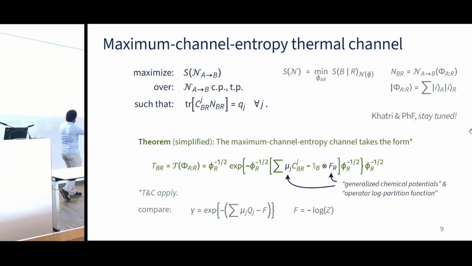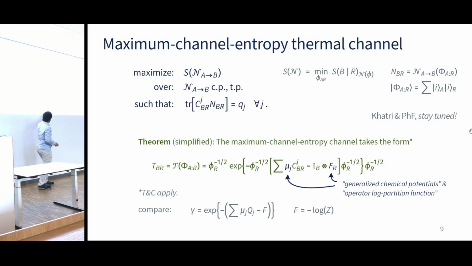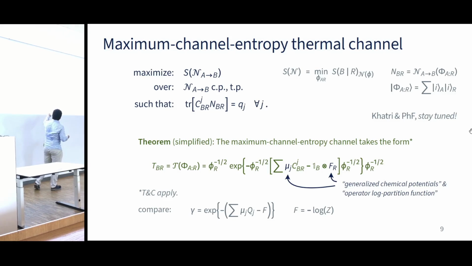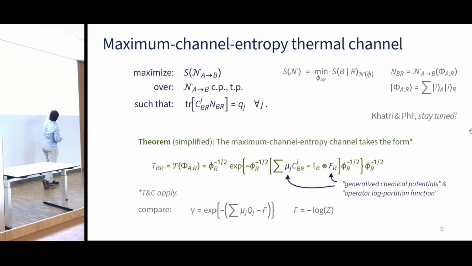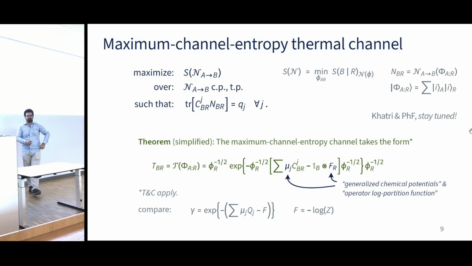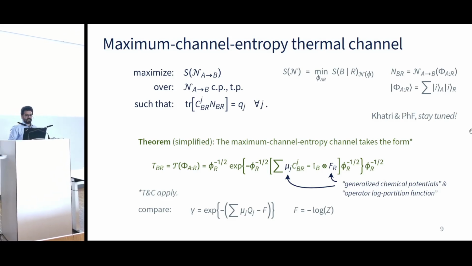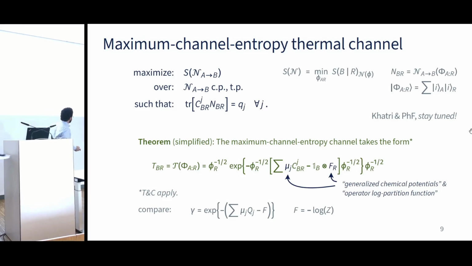Think of this as a generalization of the Gibbs state, which I'm going to write in this form here. Imagine, in general, if I have more than just a Hamiltonian but several charges, I'm going to get a temperature or a chemical potential for each of these charges, and then I'm going to have the partition function, which I wrote inside the exponential as some generalized free energy, or log partition function, or whatever you want to call it. And then these terms that you're going to find up there really mirror this expression here. But now you have these extra phi R to the minus 1/2. And this phi R is implicitly given as the state that optimizes this channel entropy. So I'll come back to that a bit later as well.